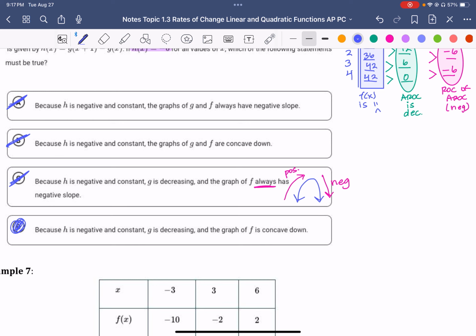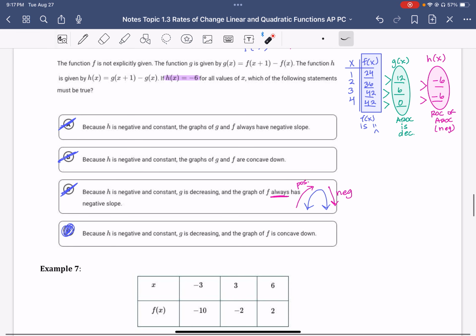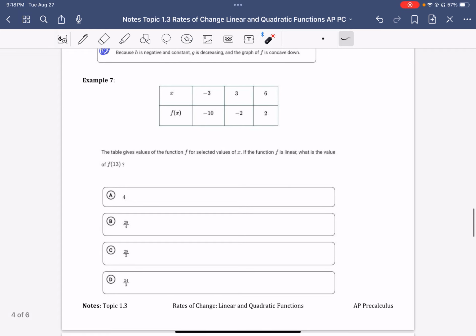Now D is the correct answer and it satisfies everything we've already written down. We said H is negative, check. We said G is decreasing, check. And we said F is concave down, check. Okay, so D is the correct answer there.